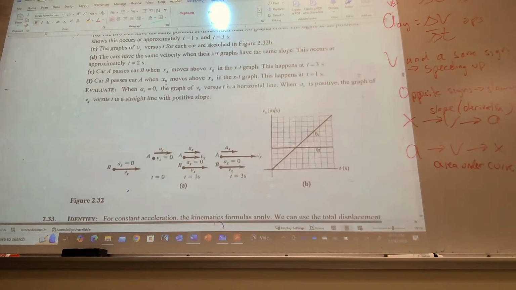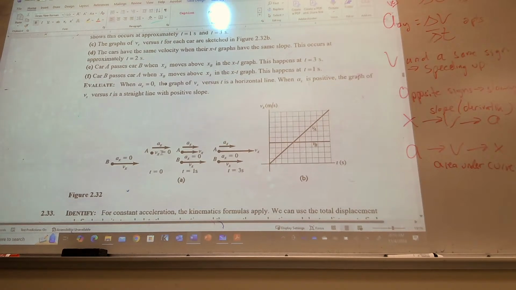All right, these are your diagrams right here. So for A, your velocity is 0, your acceleration. B, your acceleration is 0, but we have velocity. At 1 second, we have the same acceleration here. This is your velocity of A, velocity of B has 0 acceleration. At 3 seconds, A is moving faster.